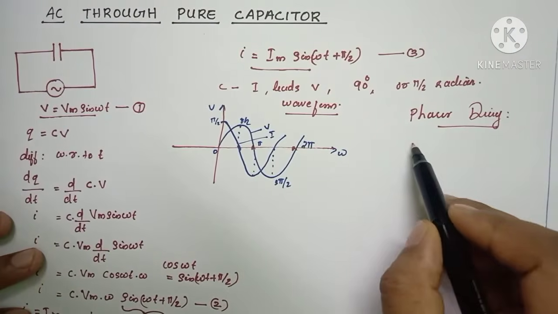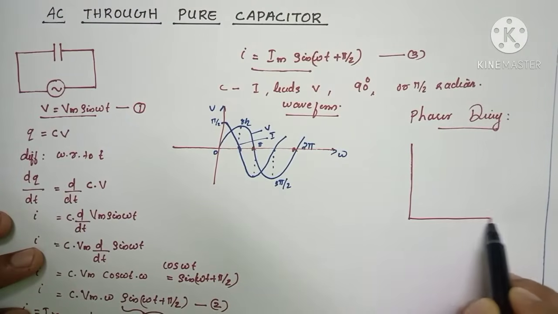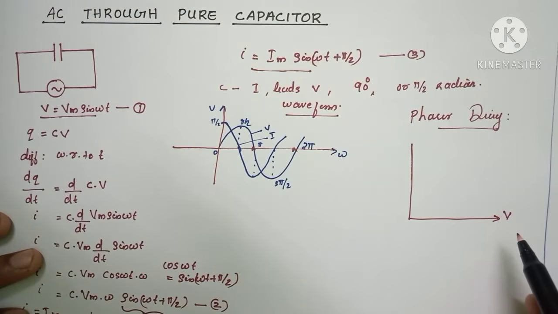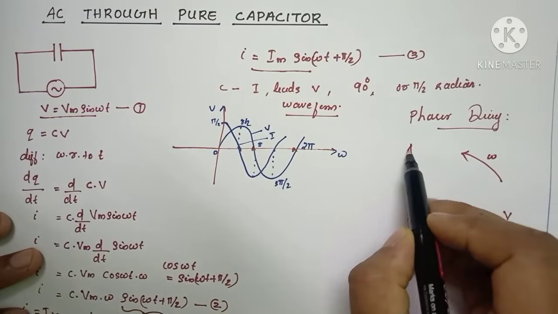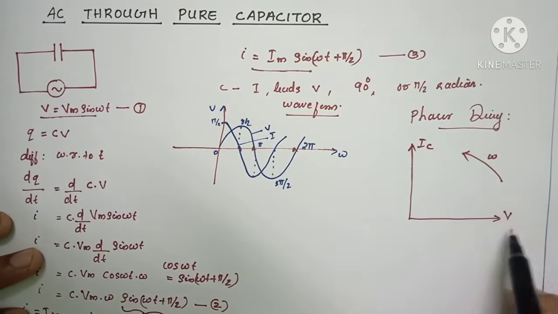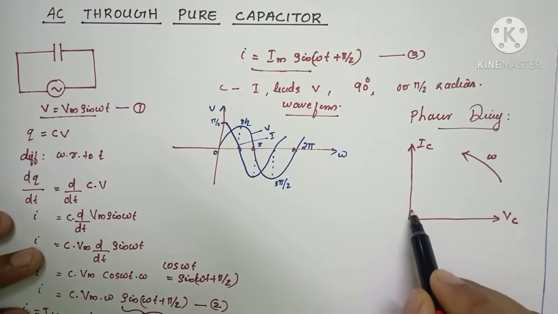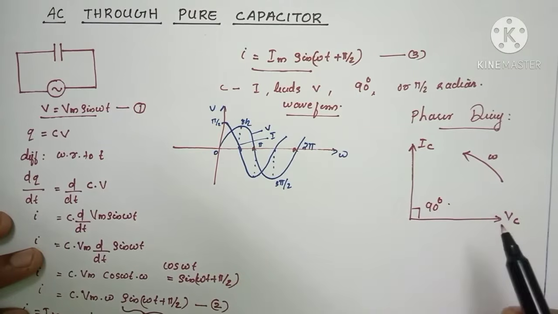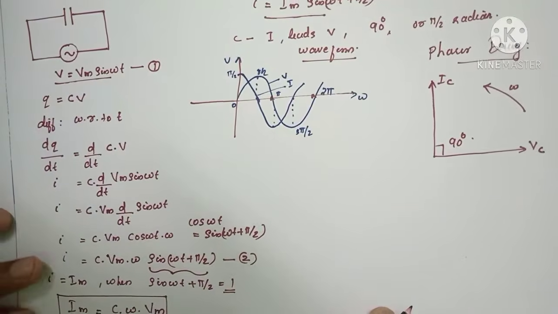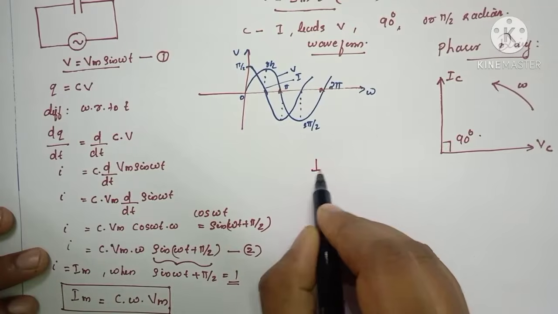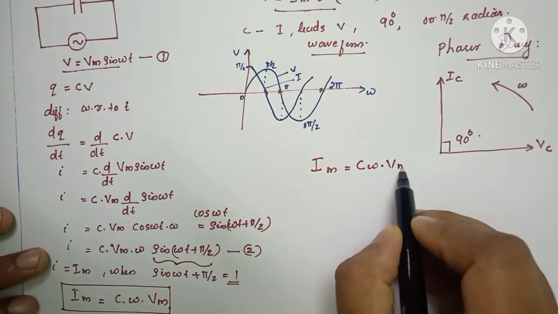In the phasor diagram we can see this will be the voltage in the anti-clockwise direction, and the current which leads. IC is the current and VC is the voltage, and the current leads the applied voltage by an angle of 90 degrees. This is the phasor diagram.